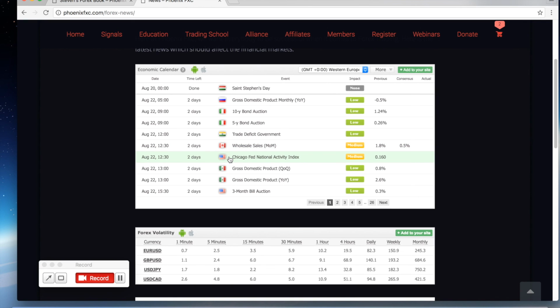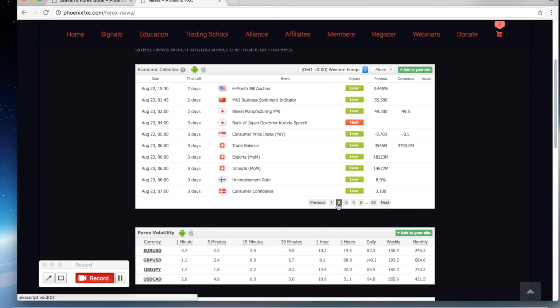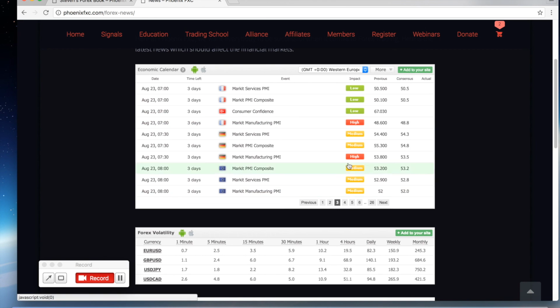Not too long ago, we had FOMC. Lots of news events. You want to check this every day because you don't know what's going to mess you up. These high impact news will move the markets. So you can base your entries off of news when it hits. If it's high impact, yes. Low impact, probably not. Medium impact, it's like, I don't know, 50-50.